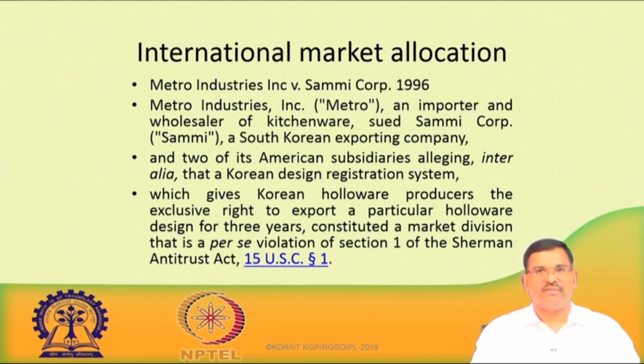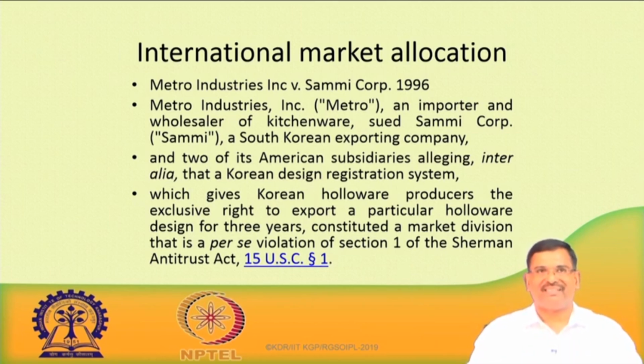And more importantly, sitting in one country, we know that every law is territorial in nature, but the question is whether the competition law provisions are extraterritorial in nature. If you do business outside the territory of the United States, does the United States Sherman Act have control over whatever activities you do outside your territory?